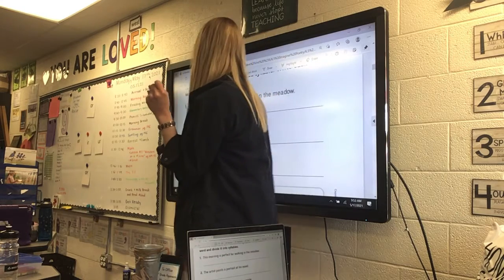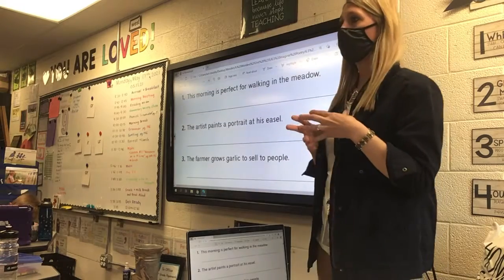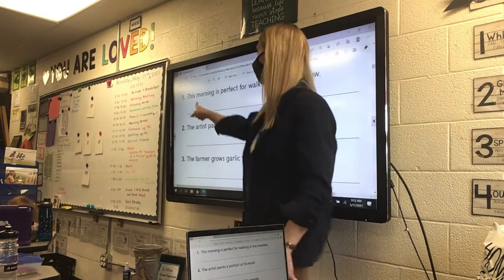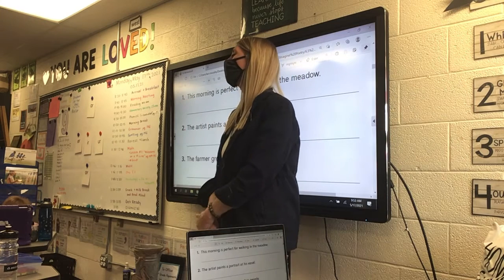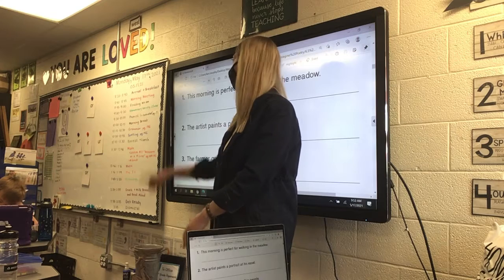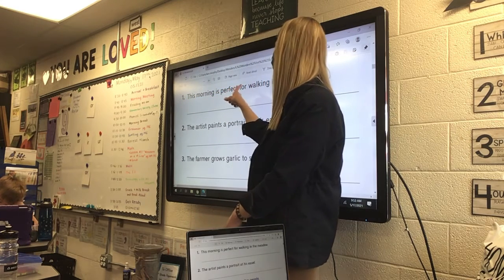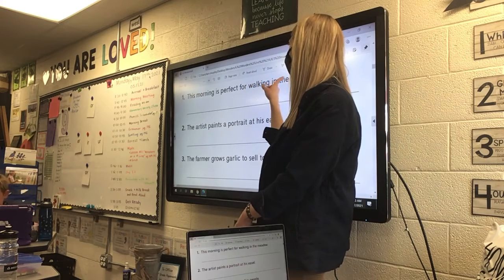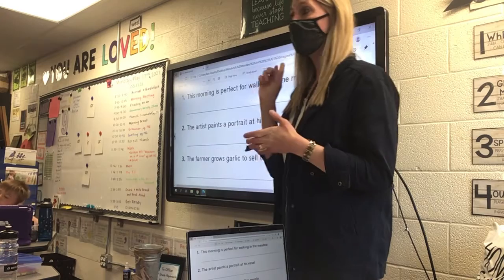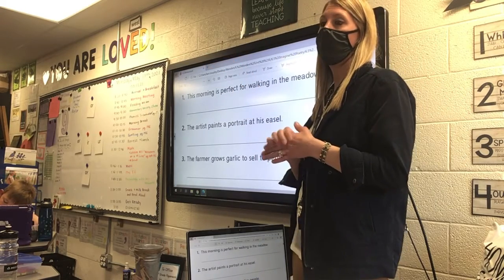Carson, put your finger on the word this. All right, I want to hear every single one of my second graders reading with me. Here we go, right? Carson, show me you're ready. Ready? This morning is perfect for walking in the meadow. Okay, who can find at least one word that has the vowel controlled by the R?